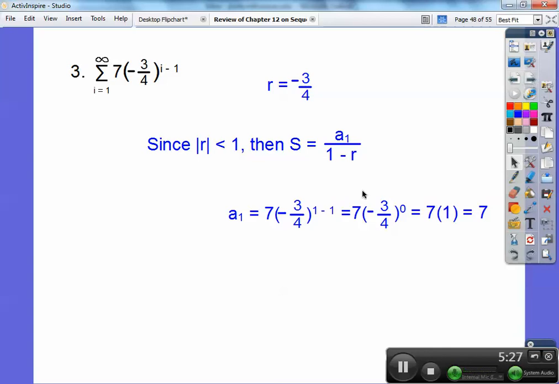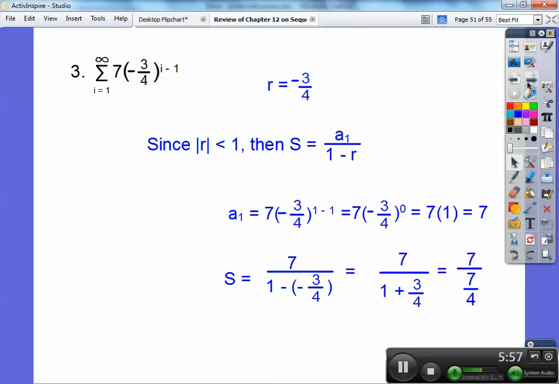The first term, when I plug in 1 right here, 1 minus 1 is 0. So it's 7 times negative 3/4 to the 0. And anything to the 0 equals 1, so my first term is 7. So 7 is going to go right here, and then negative 3/4 is going to go right here. So it's 7 over 1 minus a negative 3/4, which is 7 over 1 plus 3/4. Now common denominators, 1 is equivalent to 4/4, so it's 7 over 4/4 plus 3/4, which is 7/4. And when you have 7 over a fraction, you invert and multiply that fraction, and then the 7's cancel, and then that comes out to be 4.